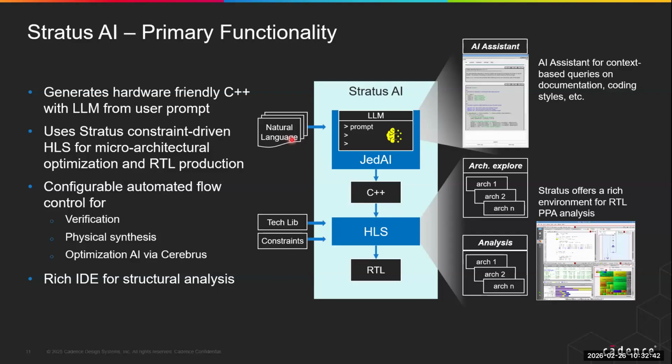So based on our understanding of what needs to be done and how these LLMs work, we don't actually feed the user-generated prompt to the LLM. We take that and modify it as necessary, and we've seen that improve our results markedly. So the LLM produces the C code, and then we take the C code into Stratus HLS, again driven by inputs like the technology library and the constraints.